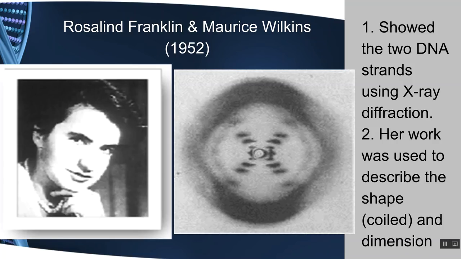She was born in 1920 in London to a rather affluent and influential Jewish family. She was exceptionally intelligent, knowing from a young age, around 15, that she wanted to be a scientist. She liked chemistry.